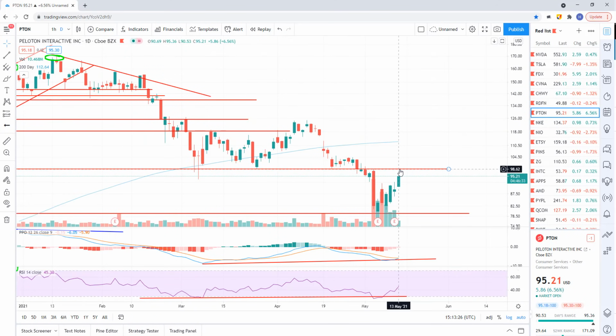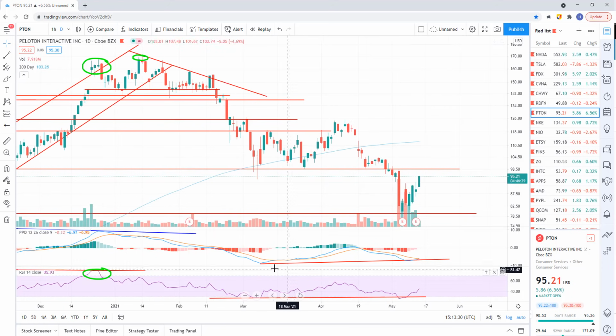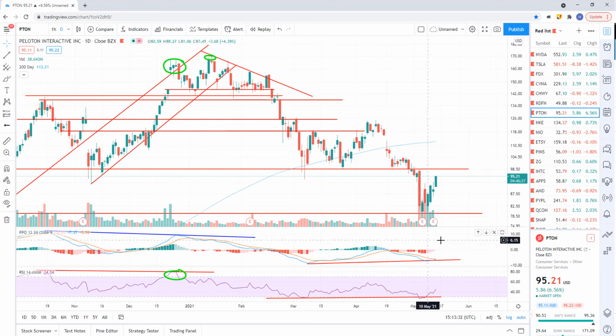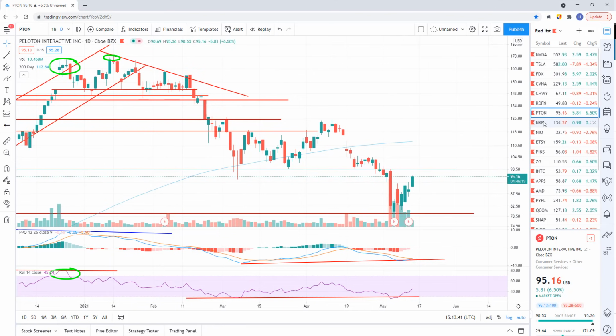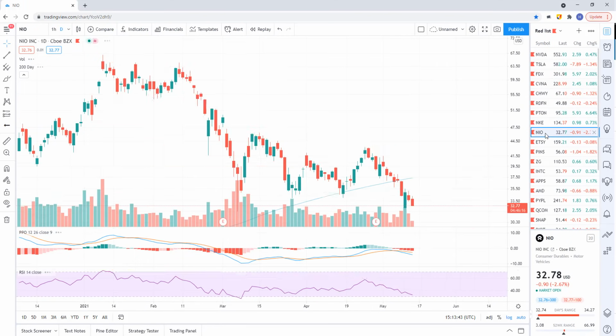Peloton's bouncing a little bit up to probably this 98.60. I'm not interested in Peloton anymore. It has bullish divergence. See the bullish divergence, and that's what this low was. It was a divergent low. So I was done with Peloton down there, and I'm not really interested in that.